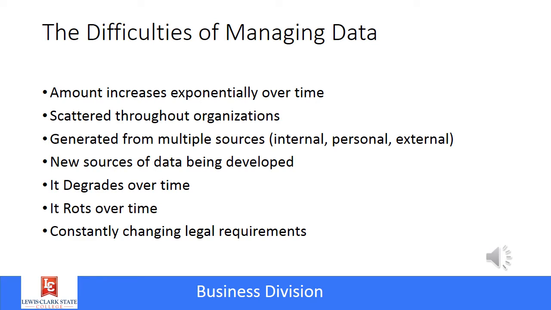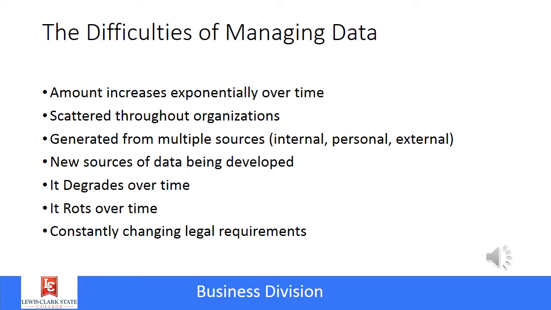Well, we mentioned that managing data can be a problem, and here are some specific difficulties that companies face when managing their data. First off, the amount of data that companies have to deal with increases exponentially over time. The number of customers an organization has, and the number of sales and orders those customers have, of course, is going to increase. We may have data scattered throughout the organization. The marketing department may have some data they're maintaining. The production department may have other data. And so it's a challenge to put all that data together.